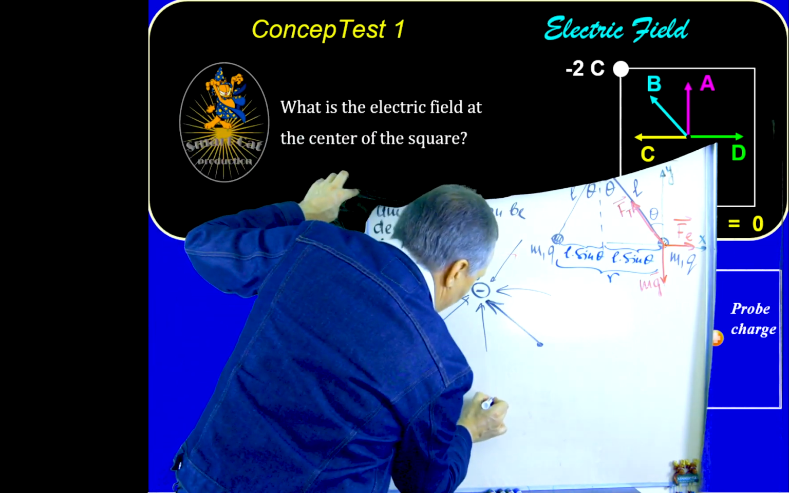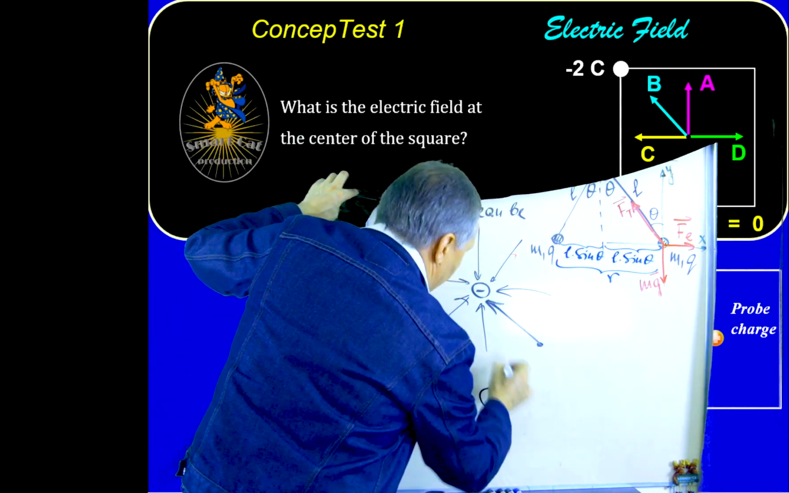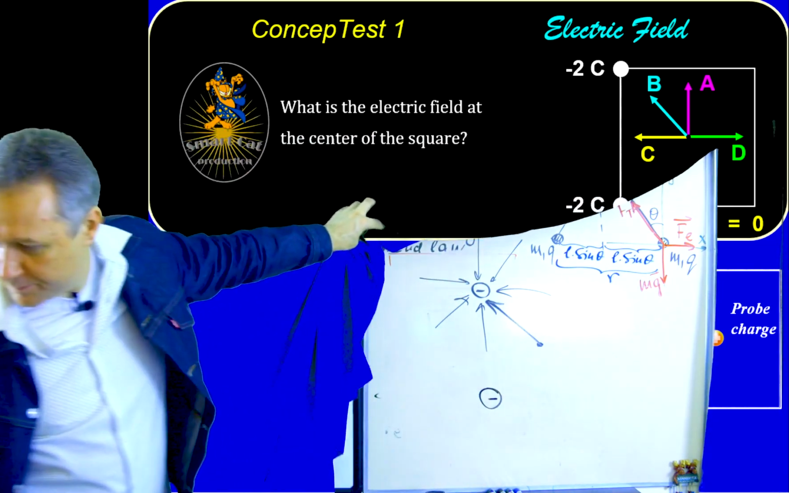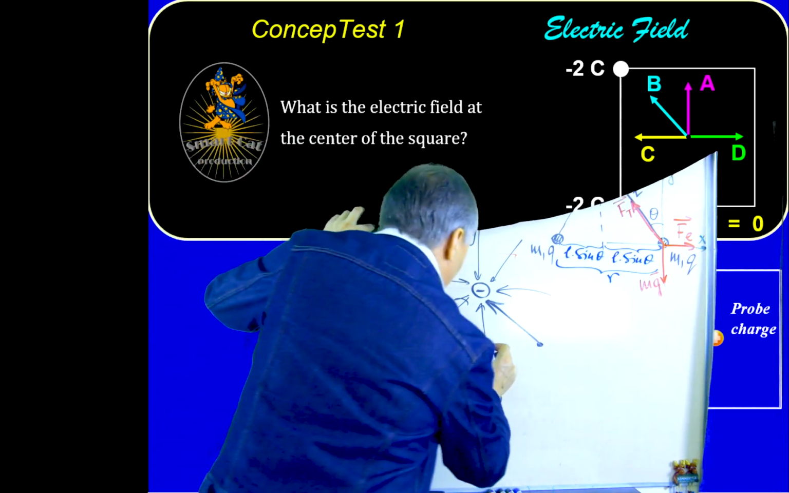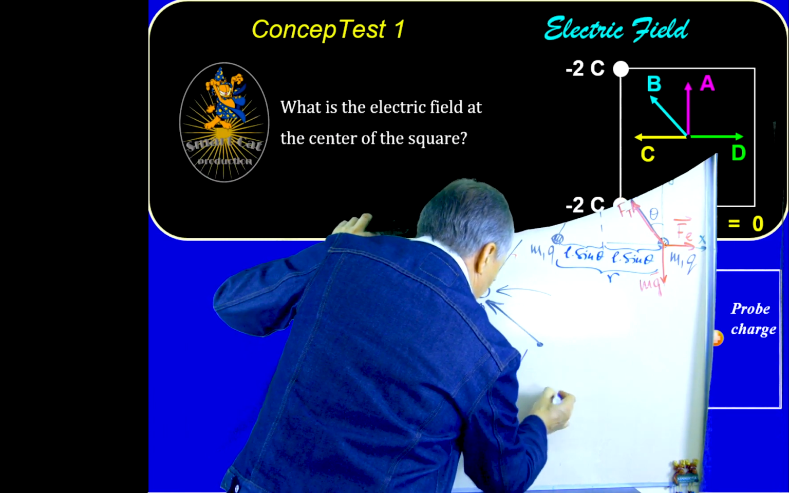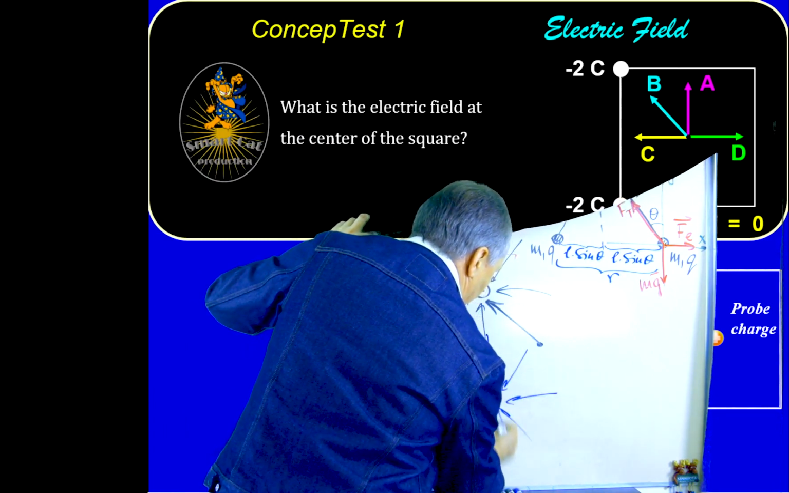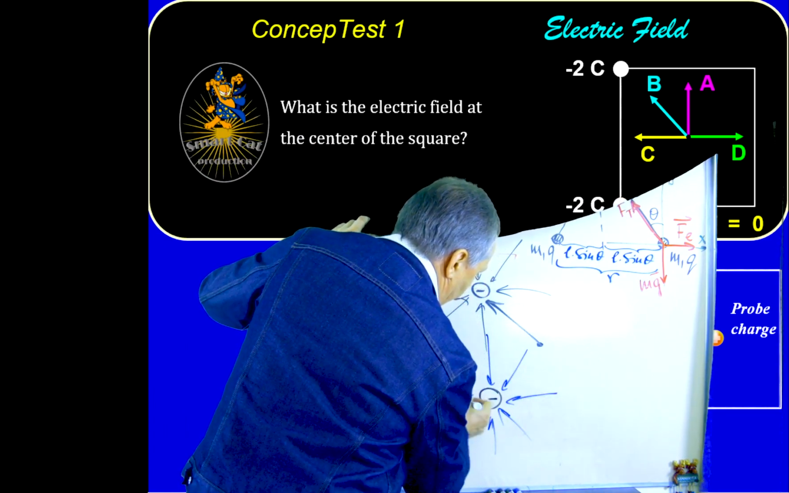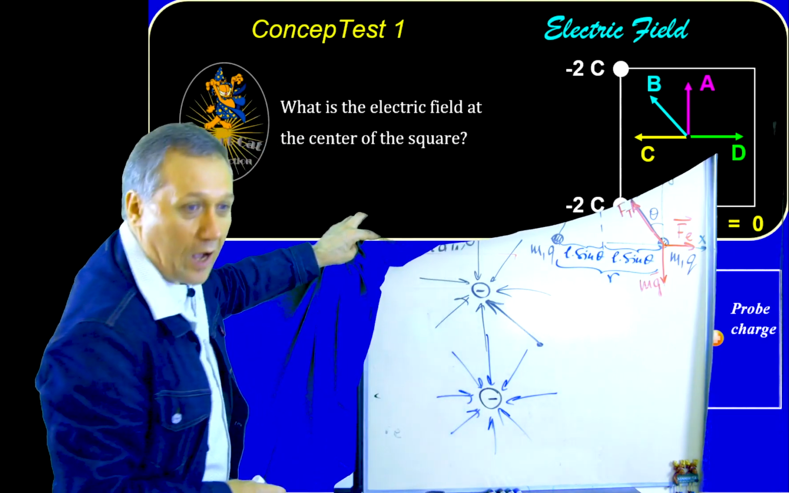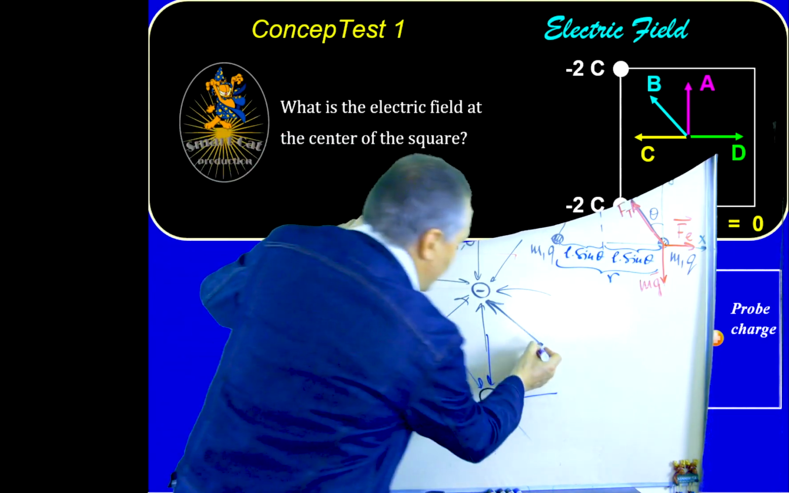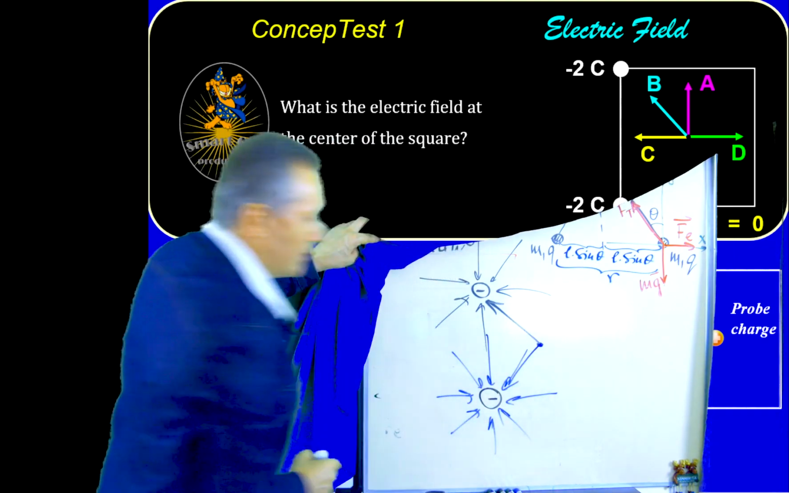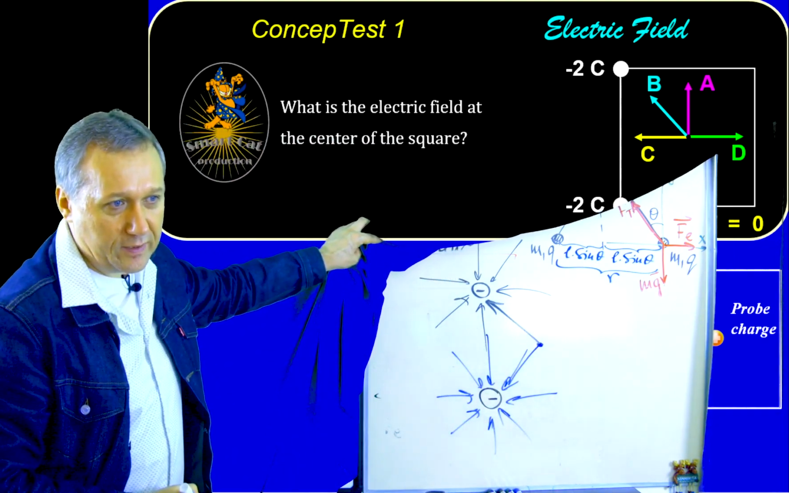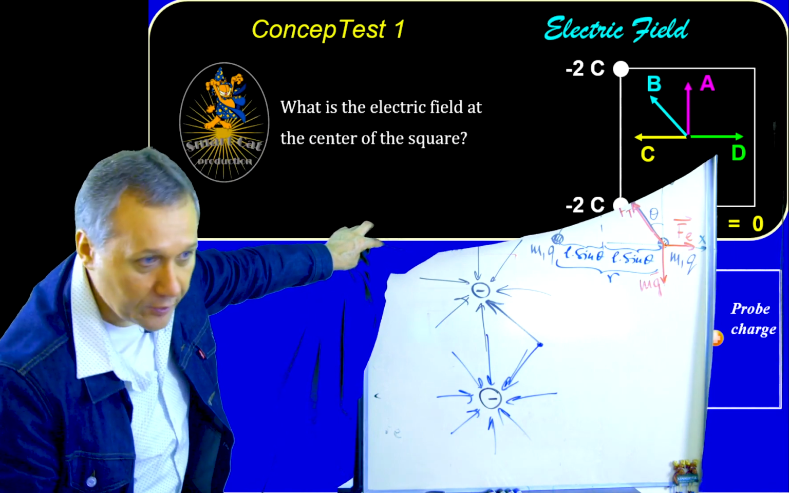Then we have a second negative charge over here. And again, let me use different color. So again, all the electric field lines are towards the charge. So our point in question is over here, and these electric field lines is going to give us information about the electric field direction at that point.